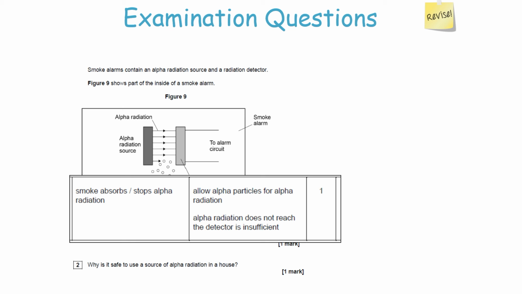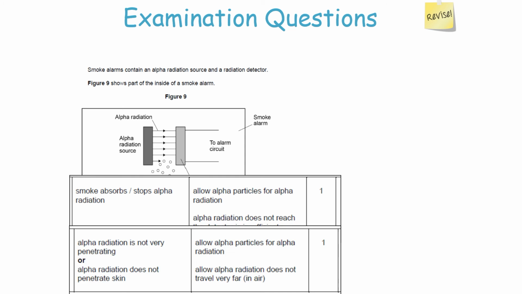Why is it safe to use a source of alpha radiation in the house? Well, you've got to know your properties of alpha radiation. Alpha radiation is not very penetrating, it doesn't go through the skin, or travel very far in the air, so it's very unlikely to encounter the insides of a human.